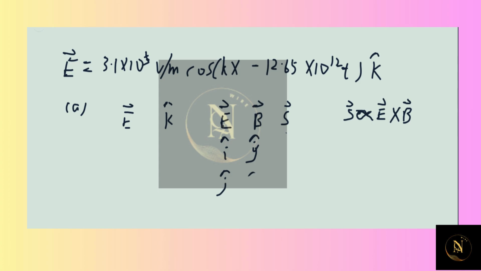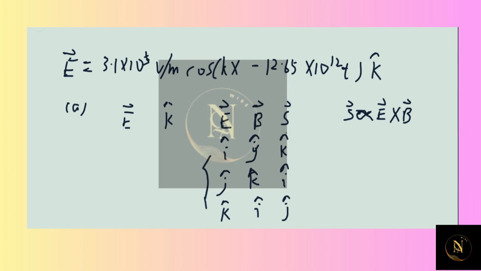Sorry, I should not use Z, I should use K direction. Just IJK, right? And S should be along the I direction. And if E is along the K direction, then B will be along the I direction, and S is along the J direction. So these three vectors follow this cyclic rule.